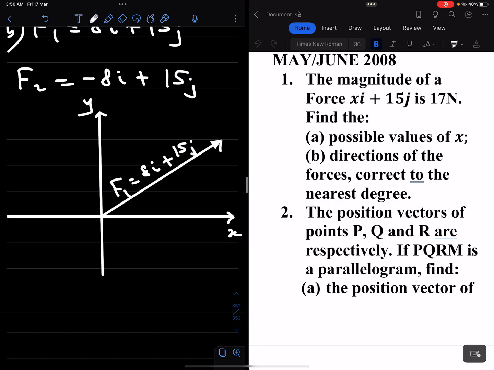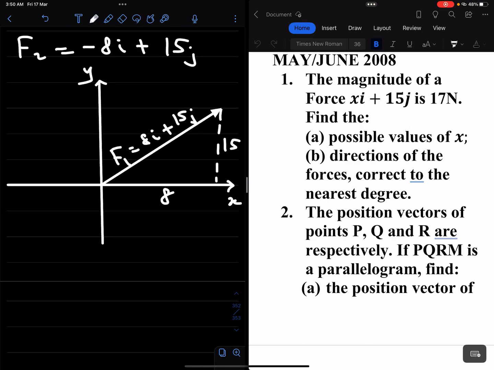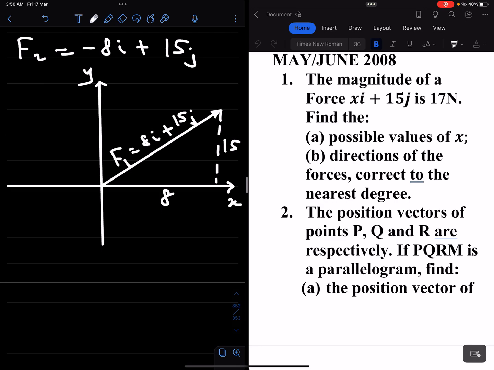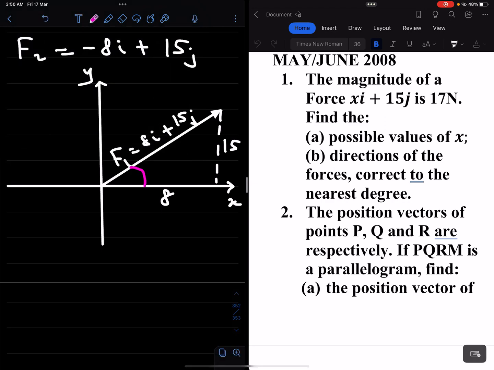Now that simply means the vertical component of F1 is 15 and its horizontal component is 8. So I can simply say now the direction of F1 is the counterclockwise angle which it makes with the x-axis, and that's this angle. The counterclockwise angle which F1 makes with the x-axis is its direction, and that's it.